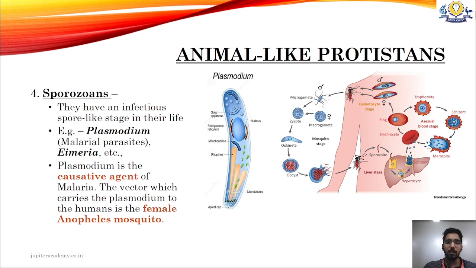The final group in protists is sporozoans. They have an infectious spore-like stage in their life. An example is Plasmodium, which causes malaria. The other example is Eimeria. The vector which spreads Plasmodium in humans is the female Anopheles mosquito. Different species of Plasmodium cause different types of malaria, spread by different types of vectors. But for your normal malaria, it is the female Anopheles mosquito.